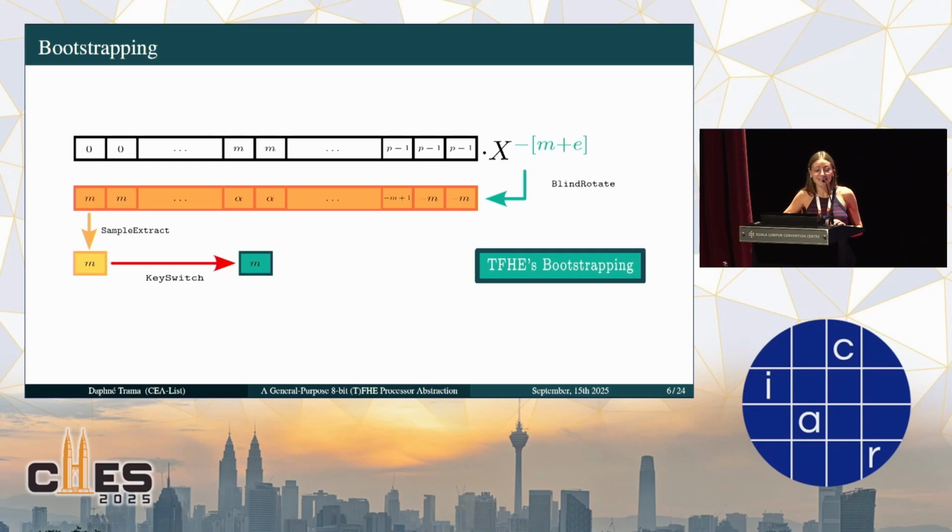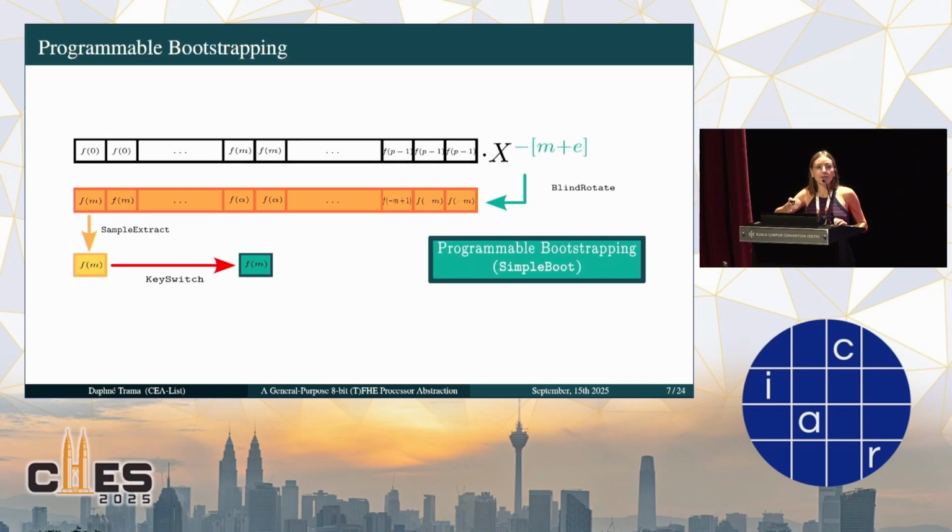This being said, you can use any table you want, so why not the lookup table of a function you would like to evaluate? For instance, if f is the function you would like to evaluate, you will replace the coefficients of your starting polynomial with those of the lookup table of f, just like this. And when performing bootstrapping on this new polynomial, you obtain an encryption not of m, but of f of m without any additional cost.